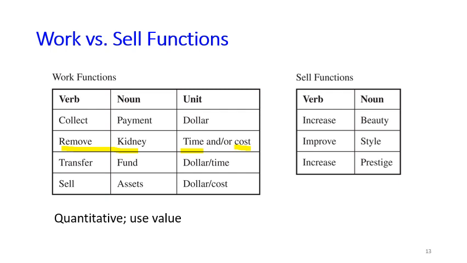Now look at the other type of functions, self functions. For example, increase beauty, improve style, increase prestige. You can see that these functions are qualitative. How can you measure how much beauty a product or a service increases? It's difficult, right? You cannot really do that. So it is qualitative, and these are related to value, not about actually using the product, but more about the prestige value, like how much the user perceives he or she is getting something by using the product, but not about the usage of the product.